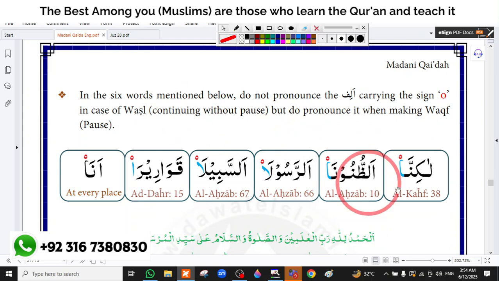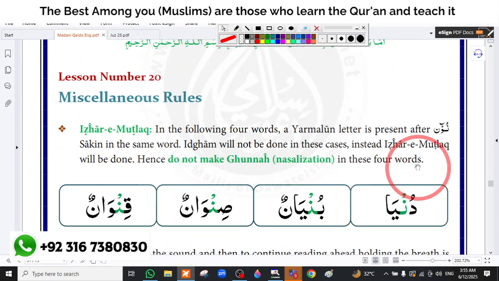So in these six words, in the waqf, when you pause, you have to read the alif. That is a zaid alif in these words in the Quran. But when you do it without the pause, you can't read that. As mentioned in the upward sentence. So when you pause, you need to say lakin. And when you don't pause, how do we say it? Yes, good job. Next is miscellaneous rules.